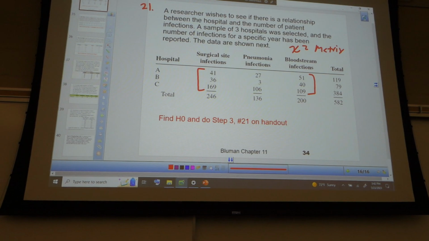So we've got our H naught. What's our H naught for this one? O sub I equals E sub I. Or you could say independent if you want to as well, that really works.